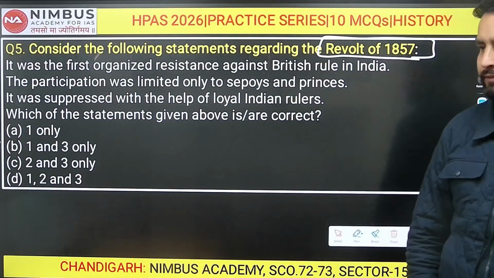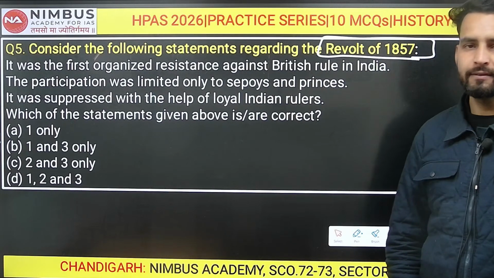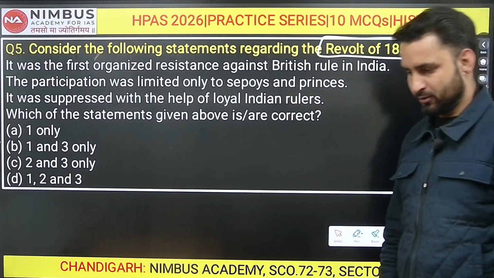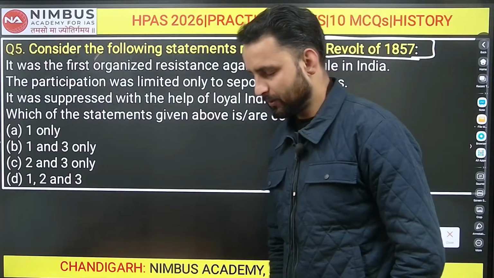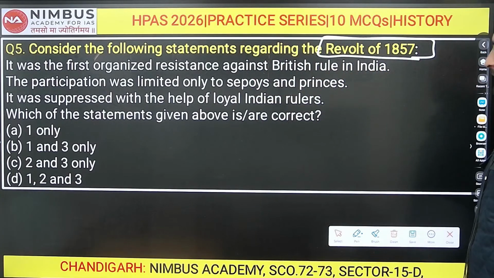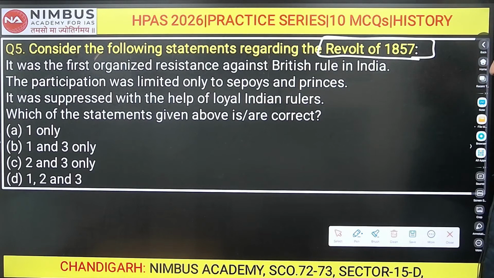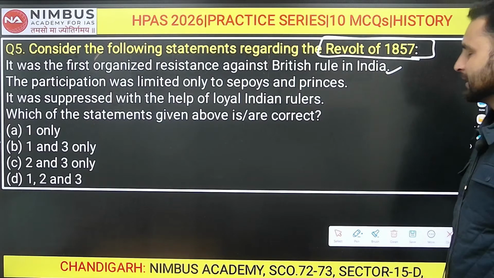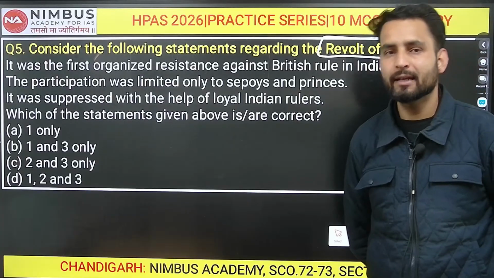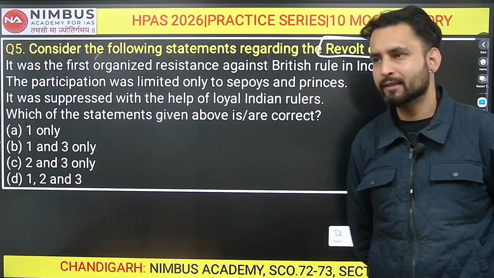Revolt of 1857, a historic landmark event in the history of India, often known as the first war of independence as well, right? So, what should be the right answer? Option number B, everyone has given B as the right answer. Consider the following statement regarding revolt of 1857. First is that it was first organized resistance against the British rule in India. Definitely correct, right? It was the first mass scale organized resistance that challenged the British authority in the colonial period.